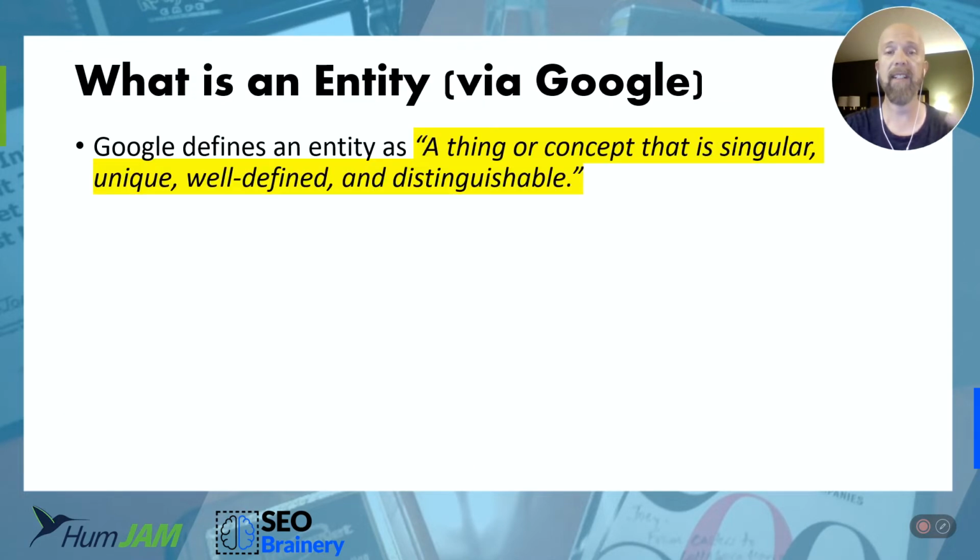So what is an entity to Google? This is their own definition: a thing or concept that is singular, unique, well-defined, and distinguishable. Okay, this is an entity.